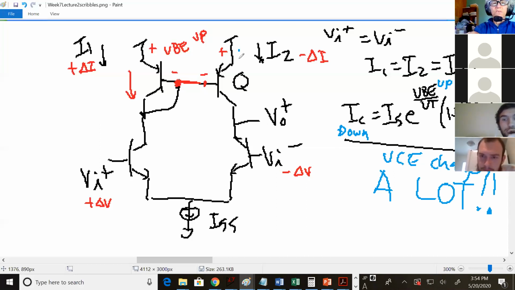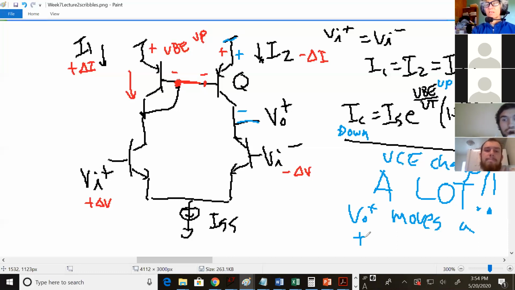And here's your VEC if I draw it that way. But so this voltage changes a lot. This side's anchored to VCC. So this node right here moves a ton. So V out moves. If I say a ton, is that a bad way to say it? That's good. It makes sense.